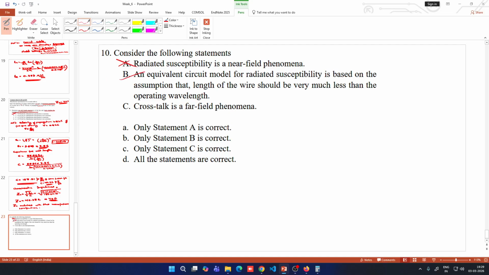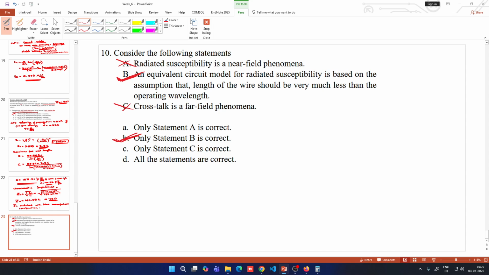If you recall the lecture, the first assumption that we made was that the length of the wire is much less than the operating wavelength, lambda. So statement B is true, and statement C is not correct because crosstalk is not a far field phenomenon. Crosstalk happens between two cables when they are really close by, so it is a near field phenomenon. Radiated susceptibility on the other hand is a far field phenomenon. So only statement B is correct. The correct option is B.